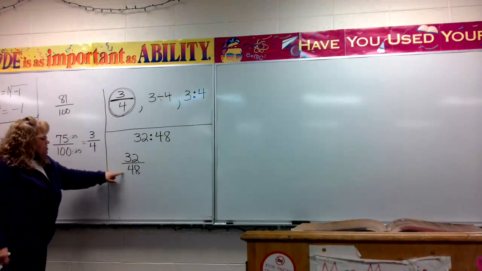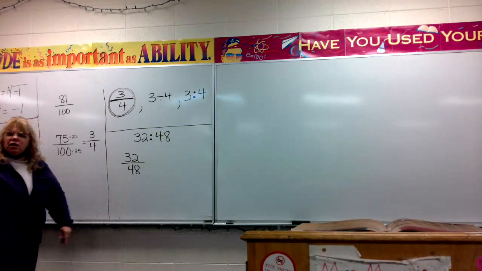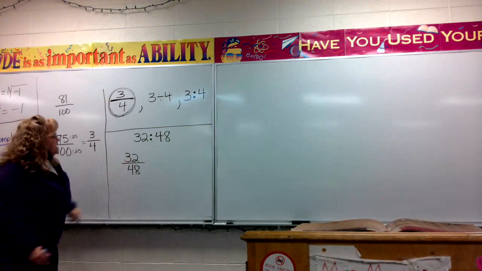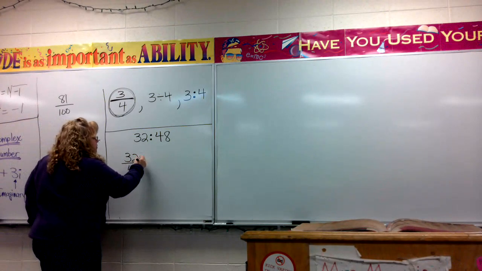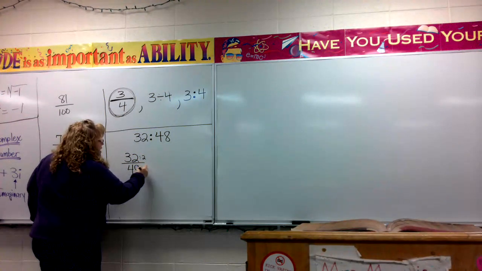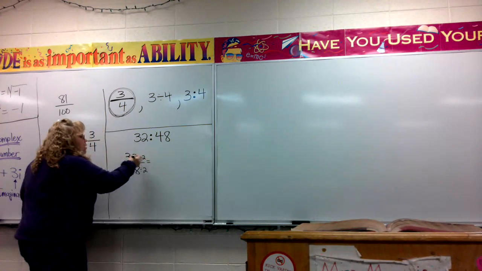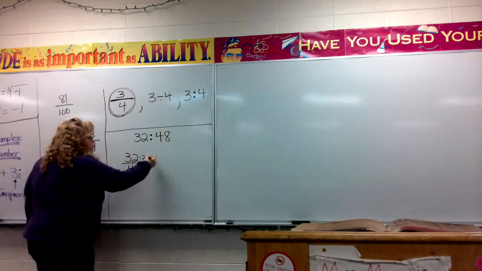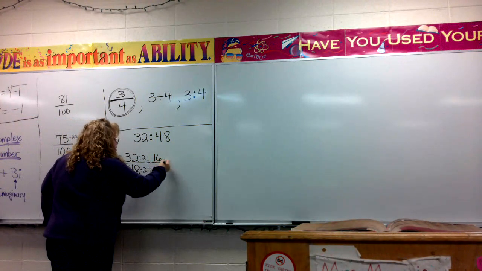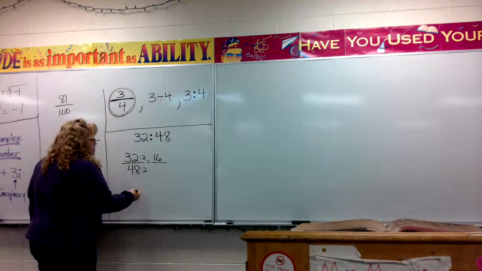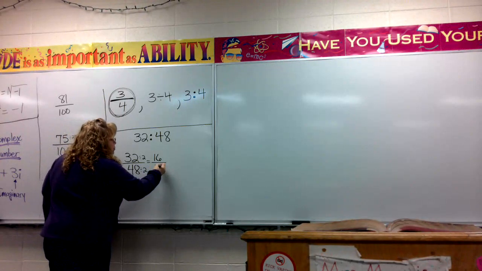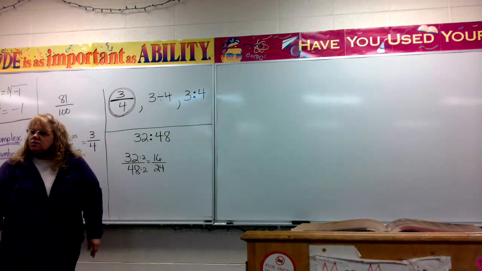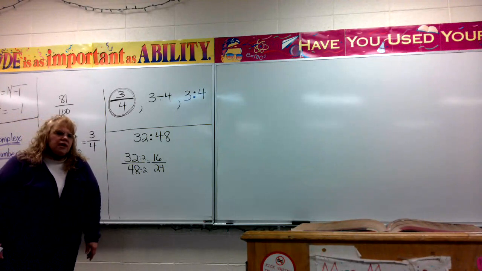So you can ask yourself what goes into both of those. If you don't know, they both end in an even. That means you can divide them both by 2. What is 32 divided by 2? Right? What is 48 divided by 2? Right? Is that lowest terms? They're shaking their head. No.